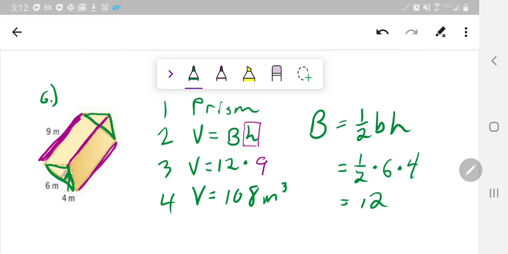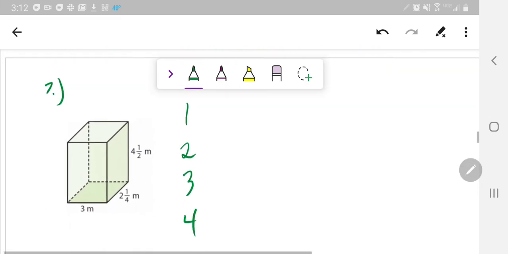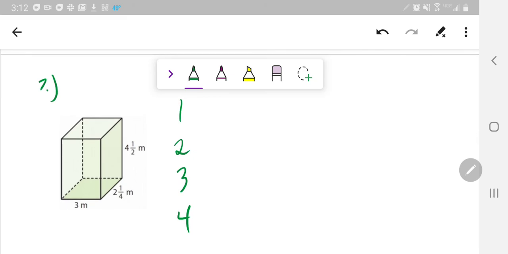On to our last problem. Ooh, we got some fractions, but they're nice fractions. First, we have to identify the shape. Do you see parallel, congruent polygons or shapes? I do. I got that one here and that one there. And so this is a prism.